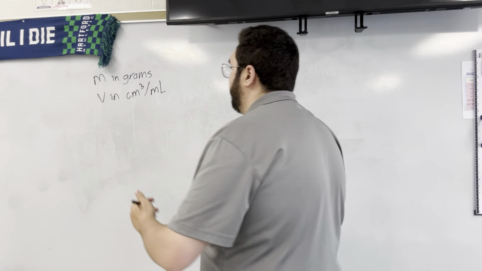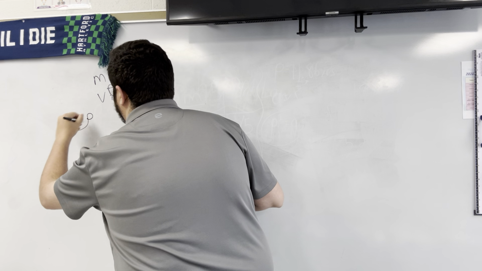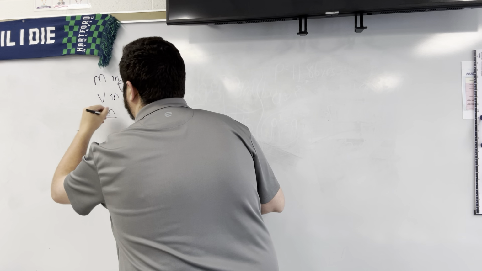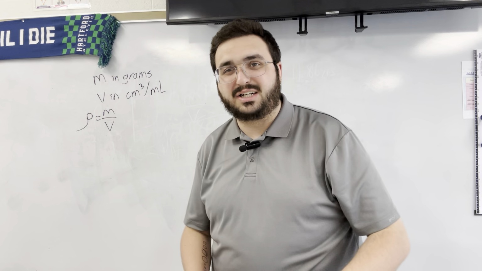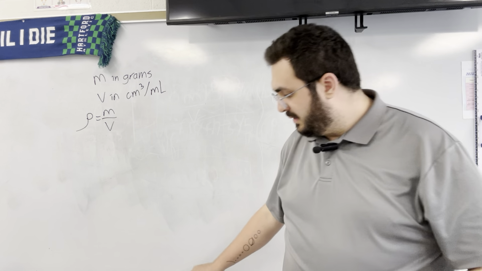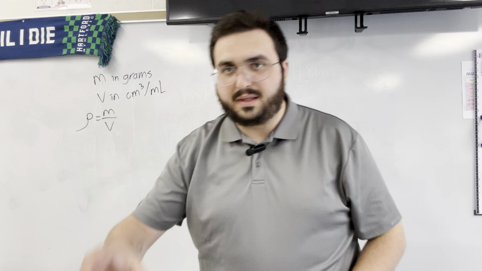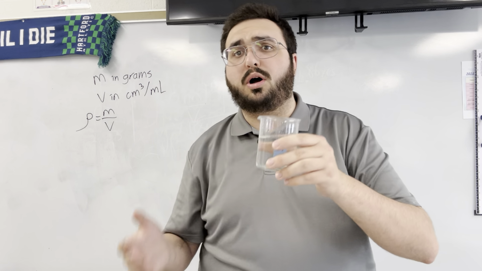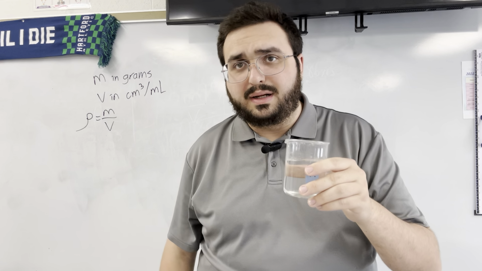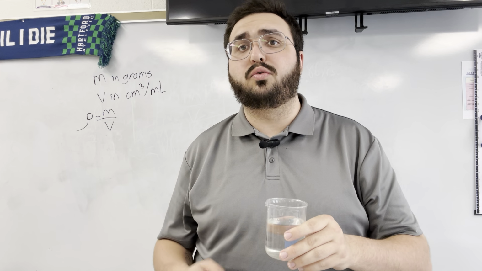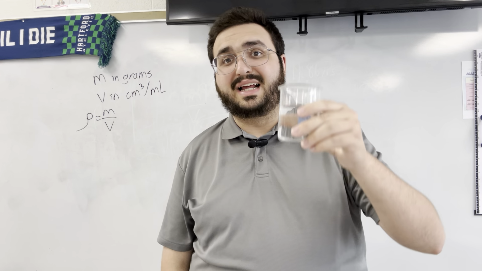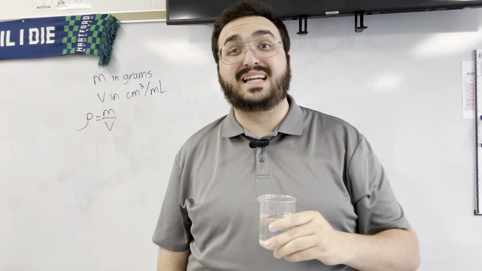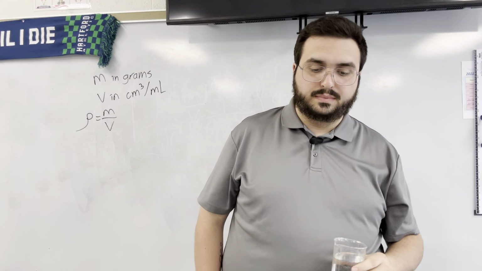Now I'm going to keep my formula right over here for later, but I want to show, physically speaking, what density actually does. So what I have here is a beaker just filled with a bunch of water. Okay. Now water has a known density of 1 gram per cubic centimeter. Meaning that every single cubic centimeter of water that exists in this beaker right now weighs exactly 1 gram.